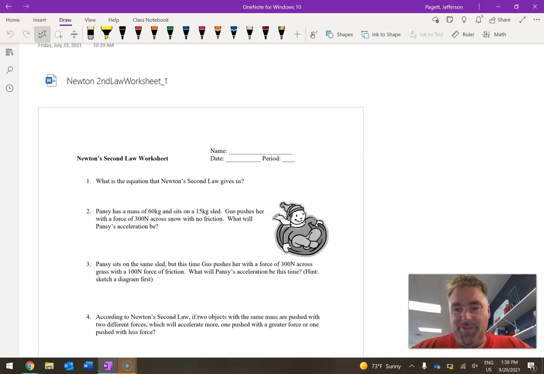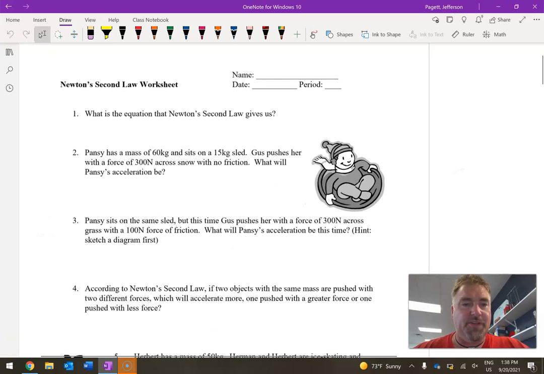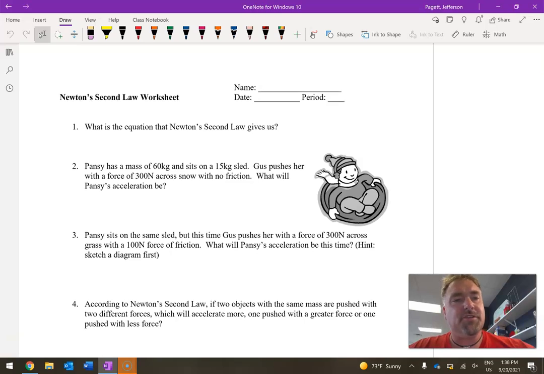Hi. In this video, we're going to be looking at the solutions to Newton's second law, worksheet 1. And we're going to start off easy. What's the equation that Newton's second law gives us? This comes from the acceleration is equal to the force divided by the mass.